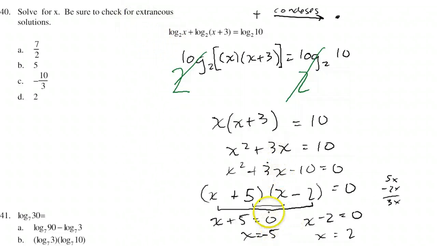Now we just always have to check for extraneous solutions whenever we're solving a log equation. We want to make sure that we're not taking the log of a negative number, because we can't do that. So here, if I plug in negative 5, I can see right away that taking log base 2 of negative 5 is taking the log of a negative. I can't do that. So that's not the solution. And if I plug in 2, well, I can take the log of 2. I can also take the log of 2 plus 3, which is 5, so that's a positive number also. So this one is okay.